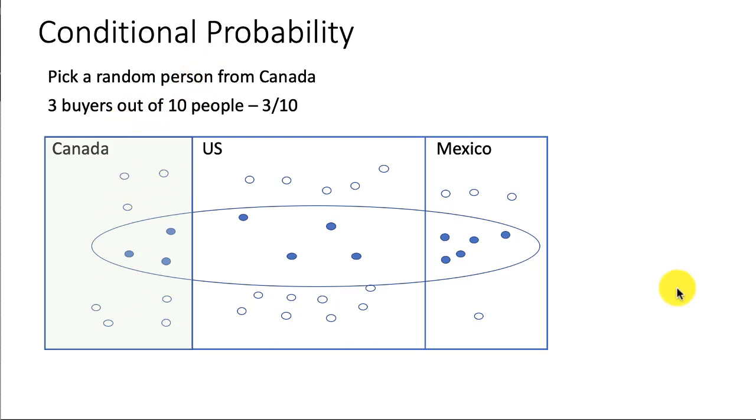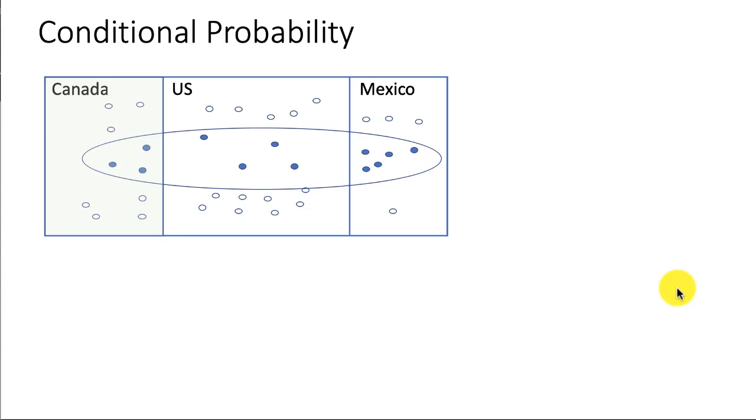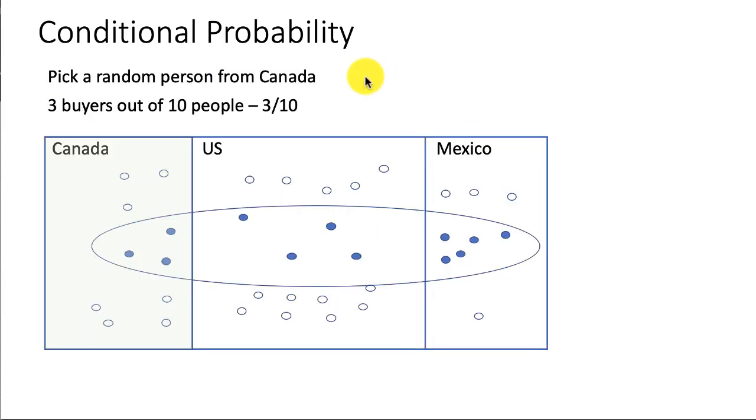And therefore, the probability of a person being a buyer, given that the person is from Canada, happens to be 3 out of 10. Remember, without that, the probability in general of a person being a buyer was 1/3, 12 by 36. But once you fix the country, then the probability can change.